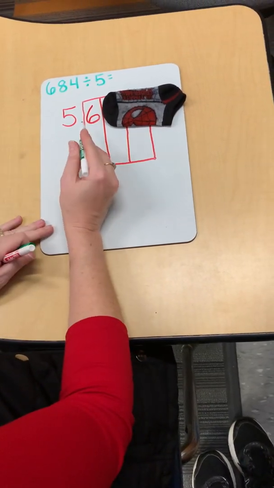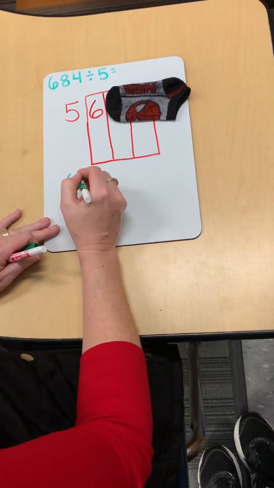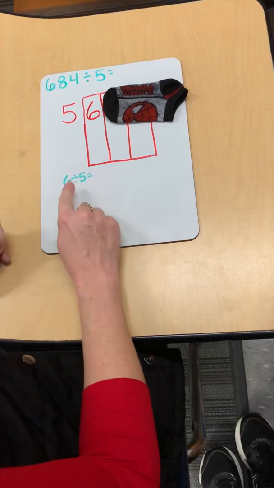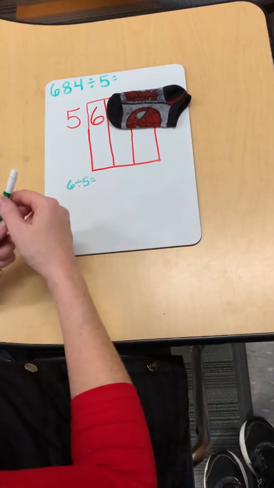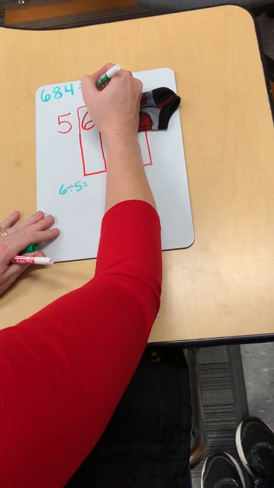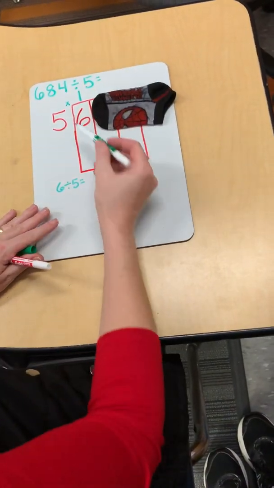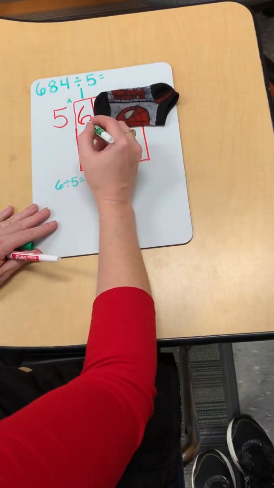So you have 5 people and 6 objects. So we're thinking about 6 divided by 5. So how many objects would each person get? In this case, each person can only have one object, and there's going to be one remaining object. So we're going to put our 1 up here. I'm going to put a little multiplication symbol here. Think about this as 1 times 5 gives us 5.